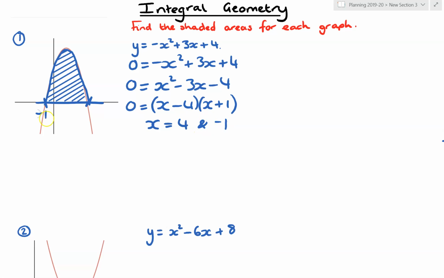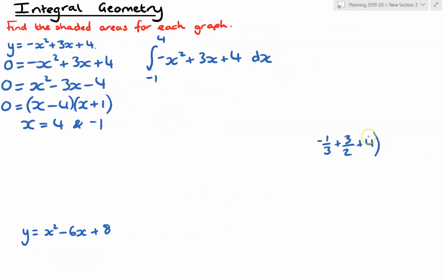So we've got -1 there and a 4 there. They become the limits of our integration. So we are integrating between -1 and 4, the equation, which is -x squared plus 3x plus 4 with respect to x. See my notes where I was working out the answers beforehand.